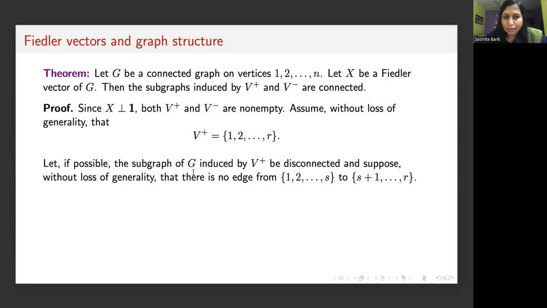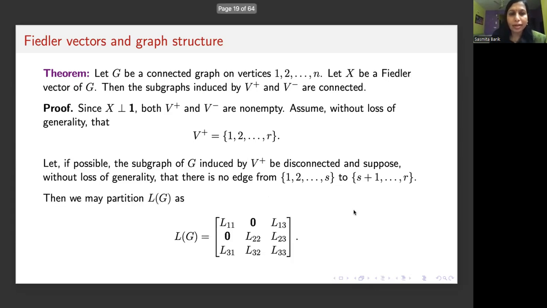So if that subgraph induced by V plus is disconnected, we are just thinking that we are taking the union of two graphs. The first graph contains the vertices 1 to S, and the second one contains S plus 1 to R. In that case, my matrix LG I can express in this way, like L11, L22.